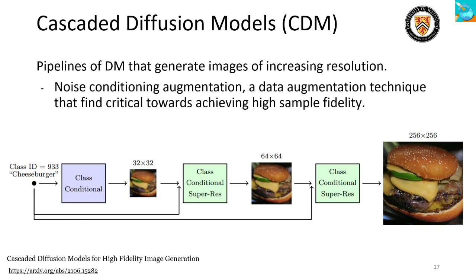Cascaded diffusion models are actually a paradigm that uses pipelines of diffusion models that can generate images of increasing resolution. In detail, they use noise conditioning augmentation, which is a technique that they find critical towards achieving high sample fidelity. So you can see having this class conditioning, bringing it into the later diffusion models, it was able to perform super resolution while maintaining the sample fidelity of the image.